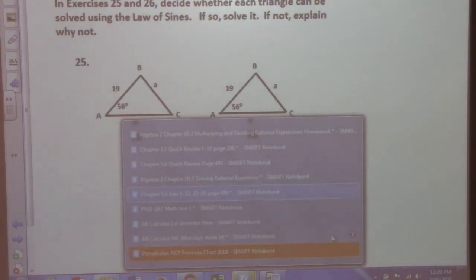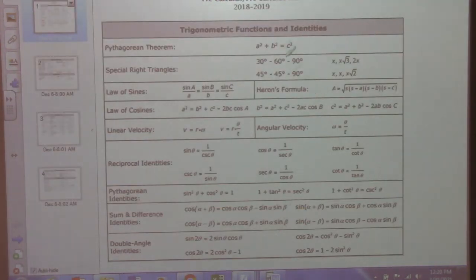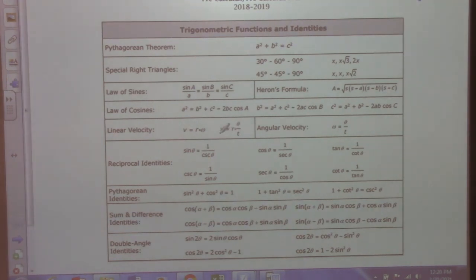Okay, let's look at our formula chart. What we have here is the law of cosines. You have 3 separate equations for it, for A, for little b, for little c. What I like to do is make them all like the one on the right. So we have c squared equals a squared plus b squared minus 2ab cosine c.